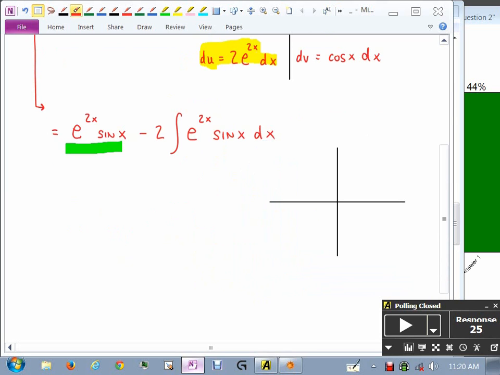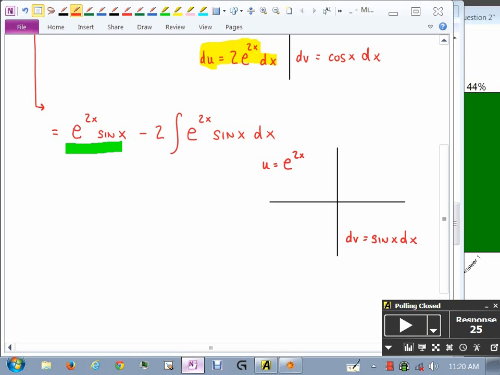All right, so I'm going to make another integration by parts. I'm going to choose my u to be the same exact thing. u is e to the 2x, and dv is sine x dx. Can anybody tell me why they think this is going to lead us to the answer? Like why this is going to get us somewhere? Yes?